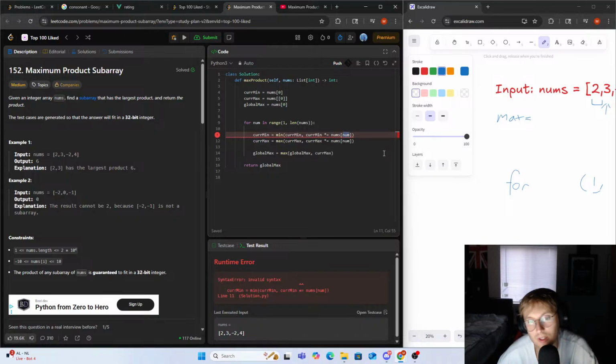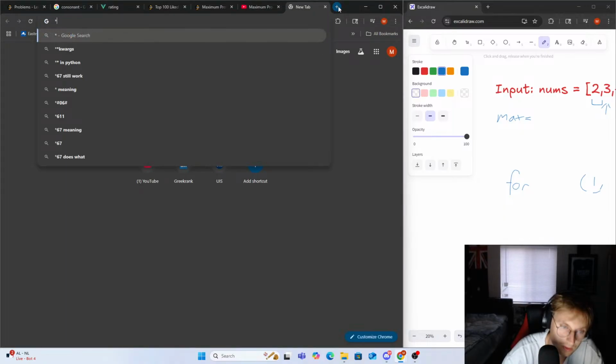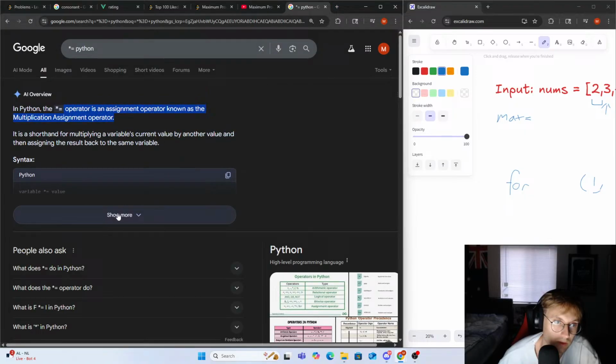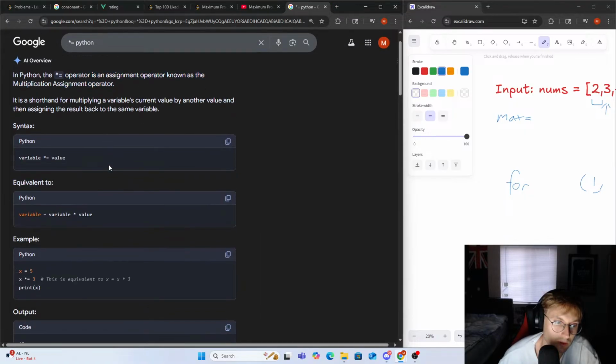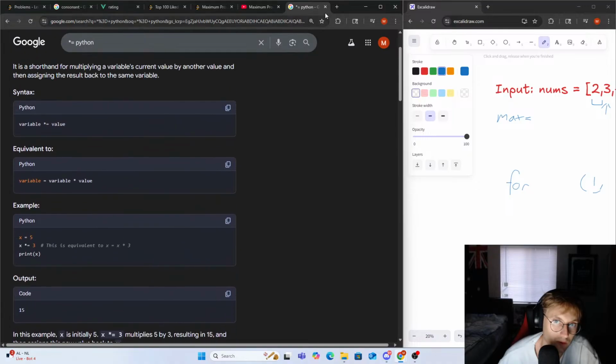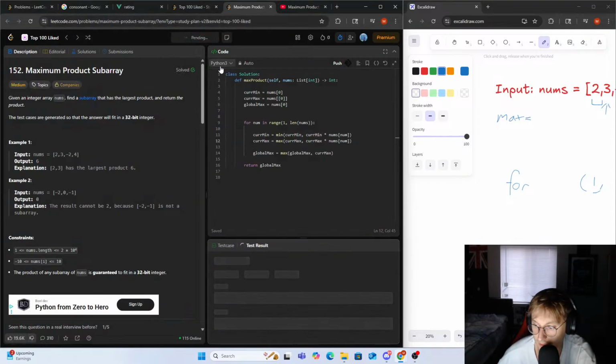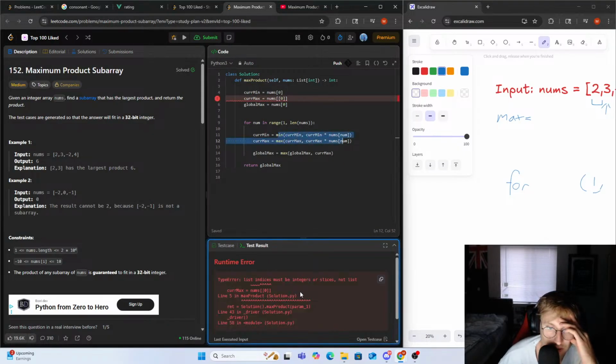Times equals min. Invalid syntax. Why is this invalid syntax? Is there a times equals in Python? I guess we don't even need to do times equals. Maybe it could be that. We can just do times. I guess we're technically just comparing. Oh, whoops.